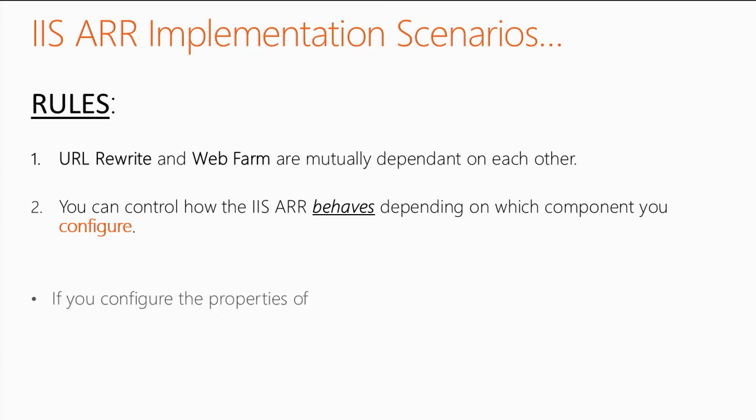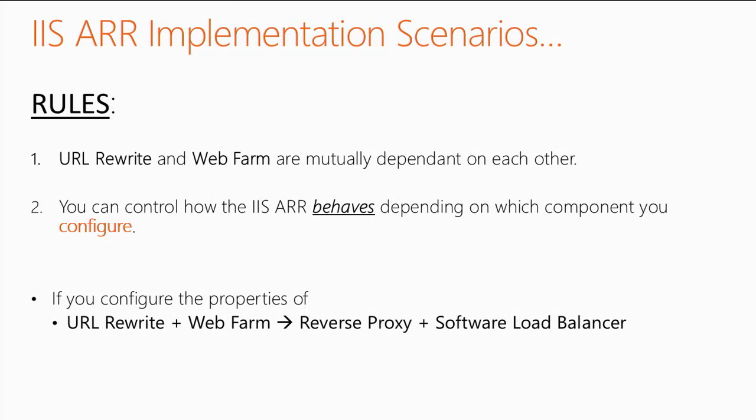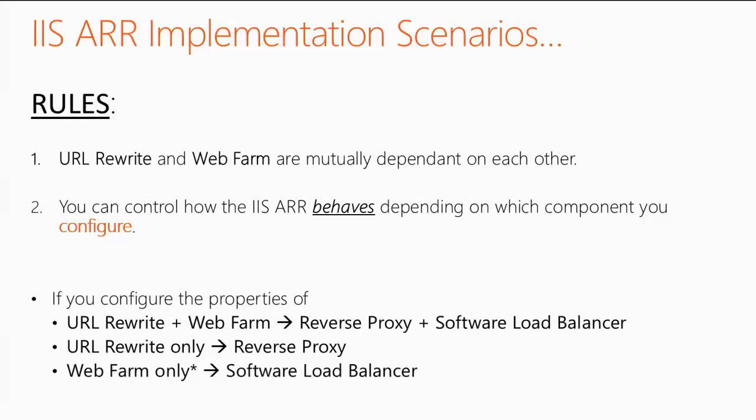So what it means is, if on an IaaS ARR server I configure both the URL rewrite and the web farm, then I get a server that will provide me both a reverse proxy and a load balancer. So it's a software load balancer, but still load balancing. If I only configure the URL rewrite component, then I get a reverse proxy. And if I only configure the web farm, I get a software load balancer. So these are the things that you can control, or you can make IaaS ARR behave as.